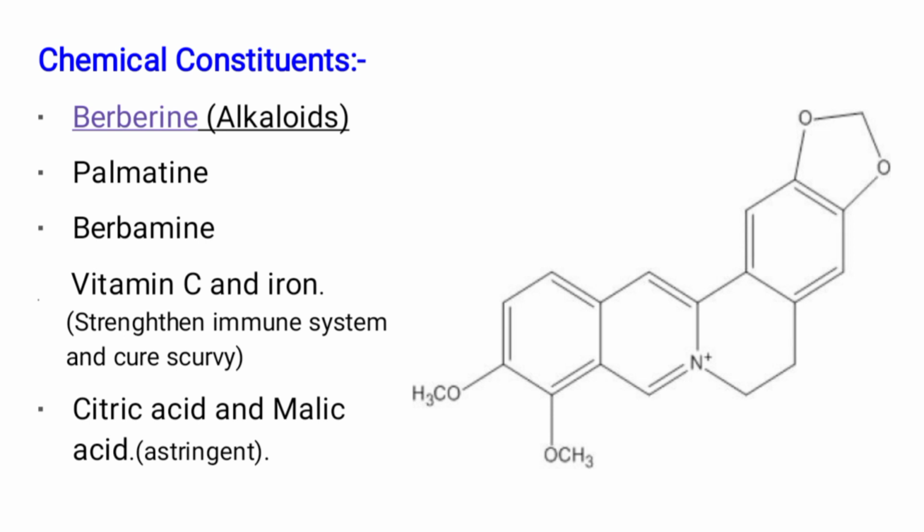Chemical constituents. The main chemical constituent is berberine. The figure is given below. The structure is given in the figure, which is an alkaloid and has several benefits. Next is palmitin, berberamine, vitamin C and iron for immunity and for curing scurvy, citric acid and malic acid for astringent property.